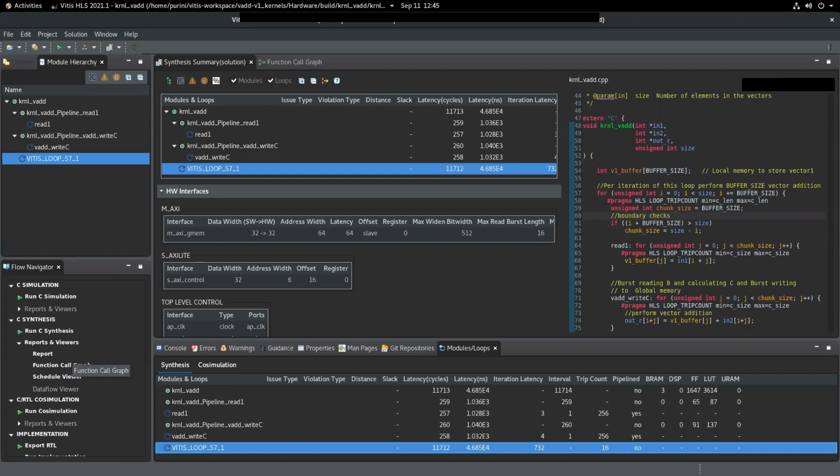Sure. I tried to look at the schedule viewer to see what is happening, but I didn't find anything. I couldn't make out anything from there. Maybe it has something to do with data transfer from DDR to BRAM. I'm not sure, but we can check later.